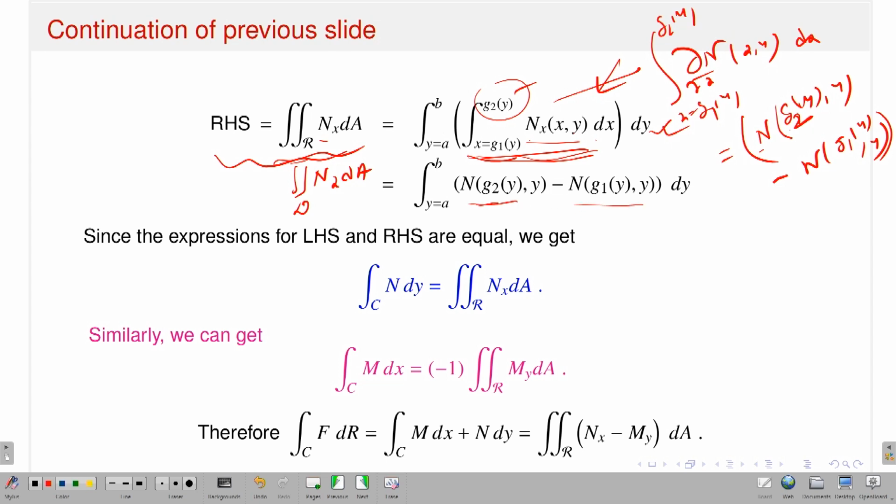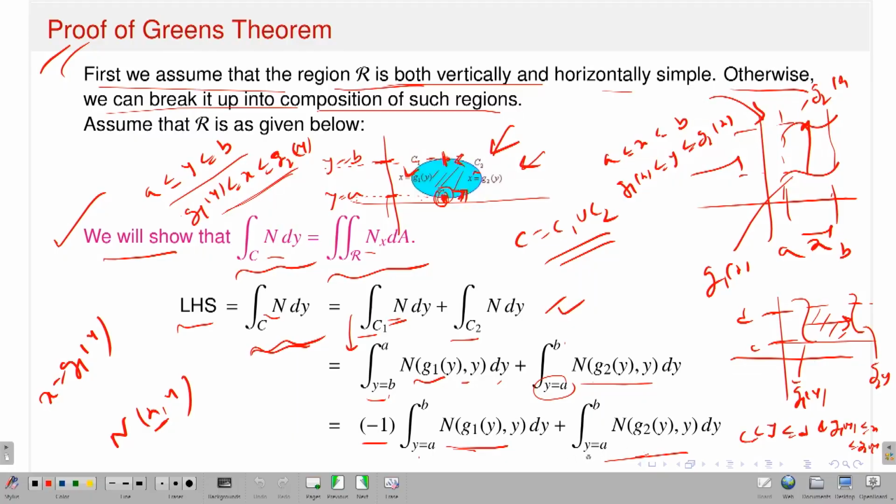So the right hand side, this double integral over R or D, is nothing but the integration over y from a to b of capital N of g2(y) comma y minus capital N of g1(y) comma y. Okay, so now I have the left hand side and the right hand side. Right hand side is this one. What is the left hand side? If I combine these two together, again the integration over y from a to b of N of g2(y) comma y minus N of g1(y) comma y. So the left hand side is equal to the right hand side.